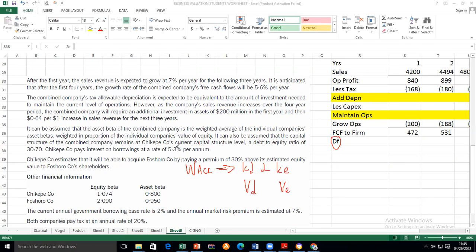C pays interest at 5.3. That is your cost of debt before taxation. It can be assumed that the capital structure of the combined company remains at C's, a debt to equity ratio of 30/70. So debt is 30%, and this one is 70%. So what is the only item that is missing here?